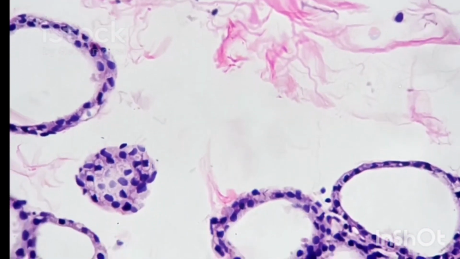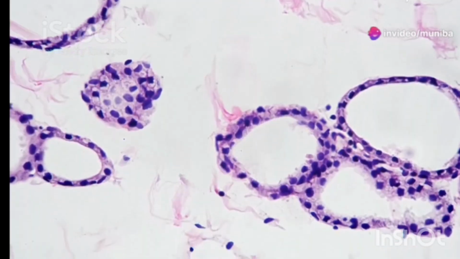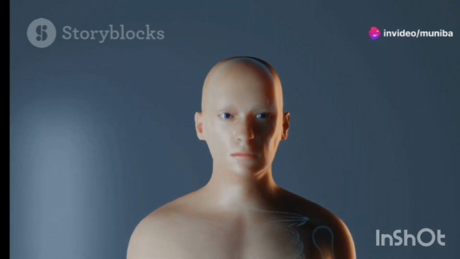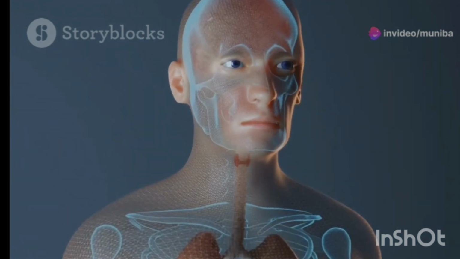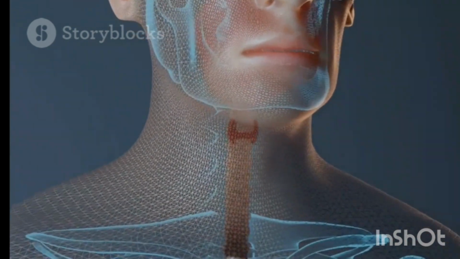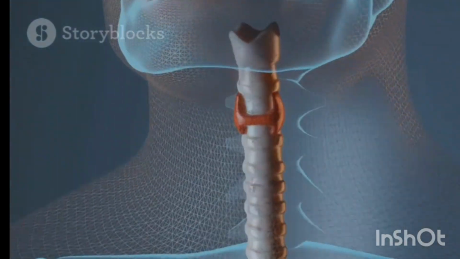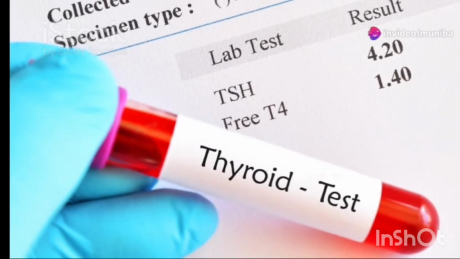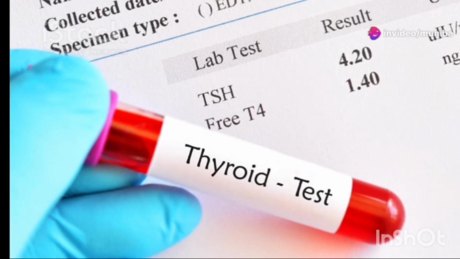Hypothyroidism occurs when the thyroid gland doesn't produce enough thyroid hormone. This small butterfly-shaped gland located at the base of your neck plays a crucial role in regulating your metabolism, energy levels, and overall hormonal balance. This can happen for various reasons, each affecting the gland's ability to function properly.